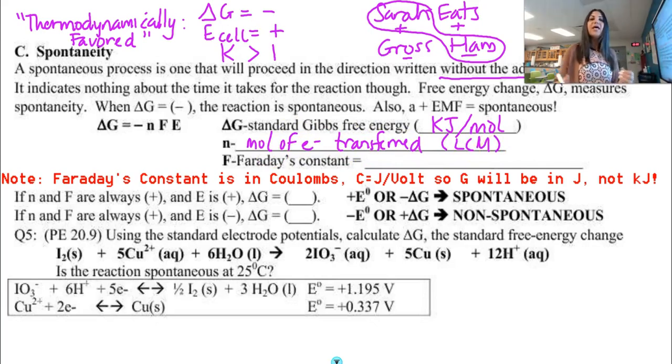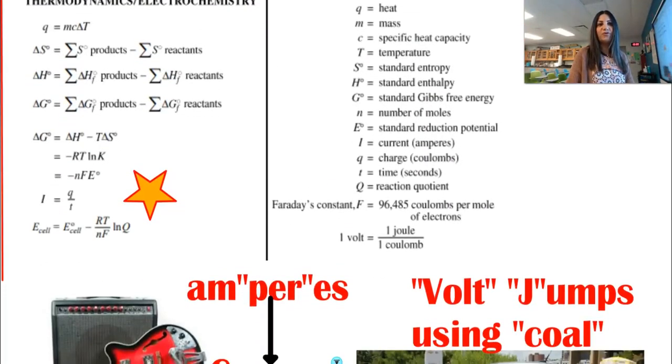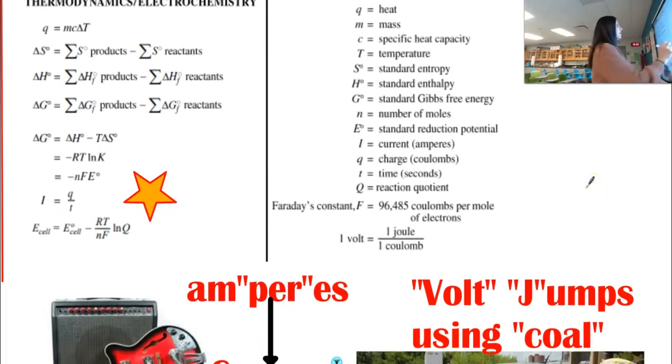And don't forget that if you're using cells, even if you multiply by 2 or you multiply by 3, that doesn't actually change your voltage. So your voltage will remain constant. And Faraday's constant will be given to you on an equation sheet. So let's take a look at an equation sheet here. If we scroll down to the thermoelectro section, we can see right here Faraday's constant, 96,485 coulombs per mole of electrons. Right, so let's write that down.